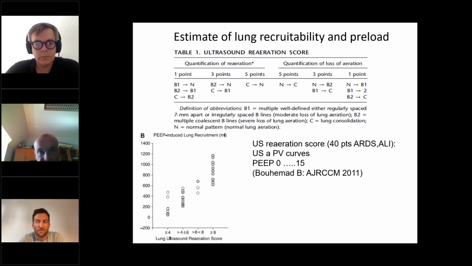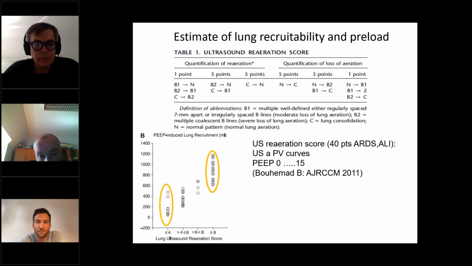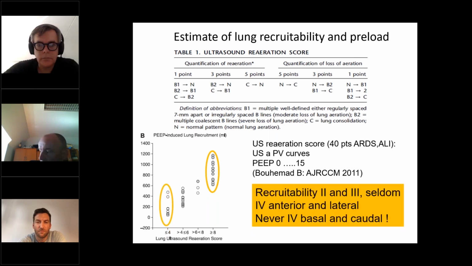You can create the lung recruitment score based on these findings of the quantification of the alveolar interstitial syndrome, and it correlates with the lung recruitment. But the most important thing is that the fourth degree of lung consolidation is probably not recruitable, and particularly when it's lateral or basal and caudal, you should not attempt a recruitment.